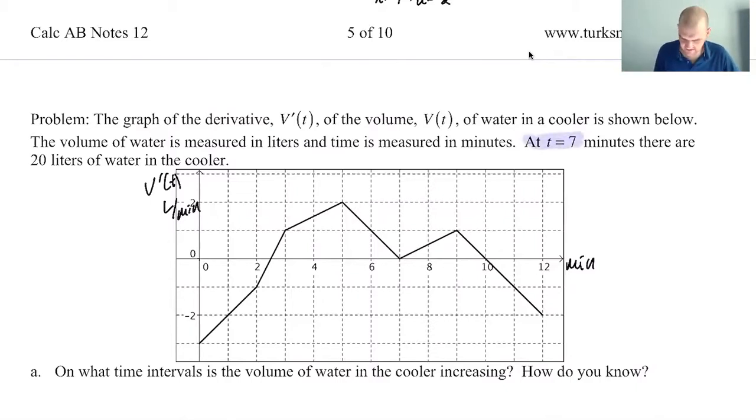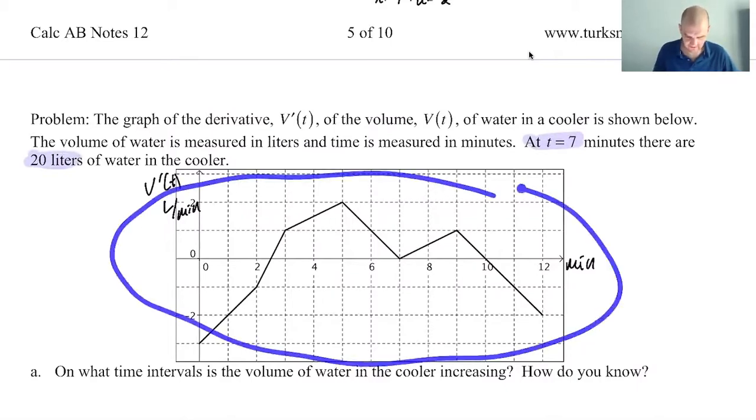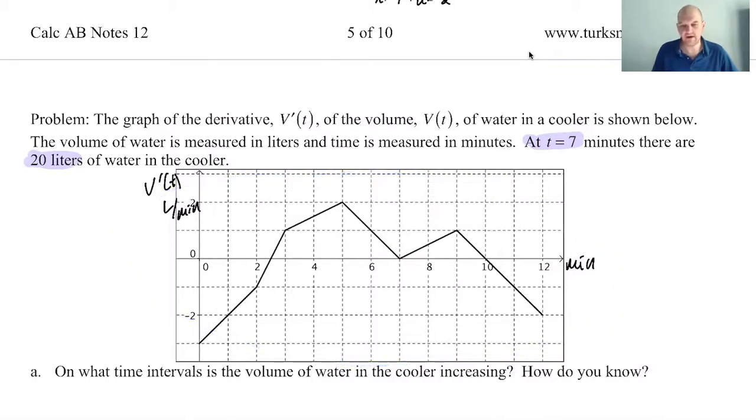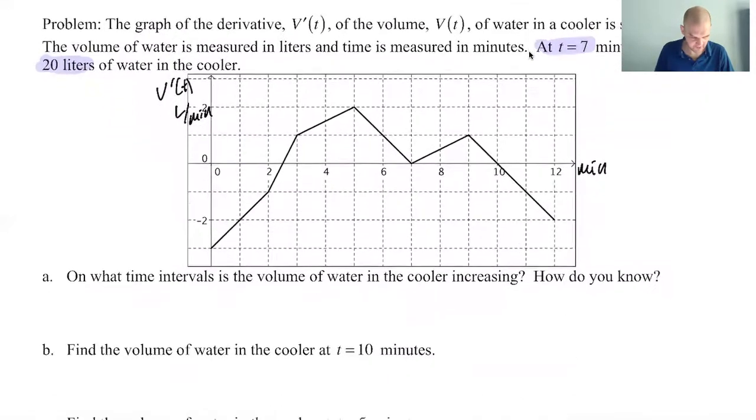At t equals 7 minutes, there are 20 liters of water. So that's going to be important. So this is a graph of the derivative of the volume. And that's why, on this graph at t equals 7, v prime of 7 is 0. It's not going to give you 20. 20 is on the graph of v of t, which we don't have. So everything we do is going to be based on v prime.